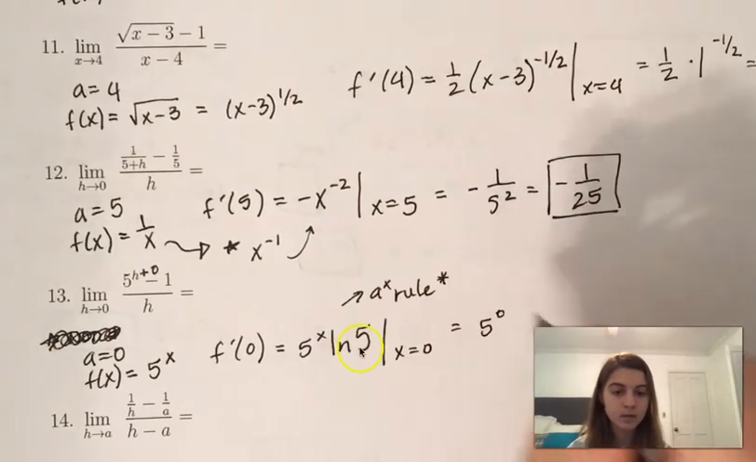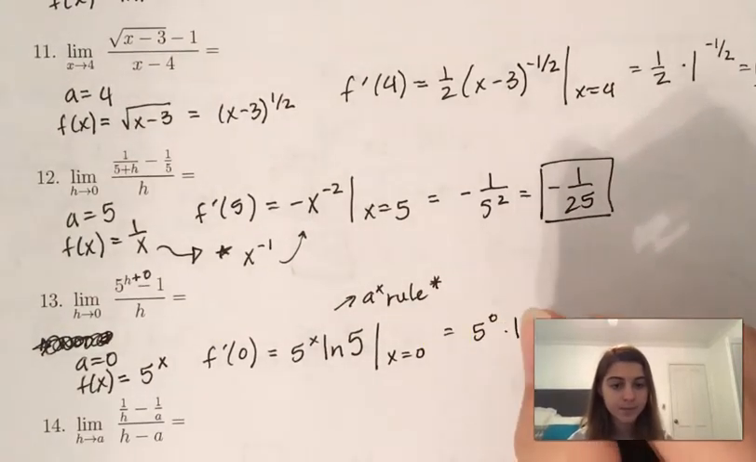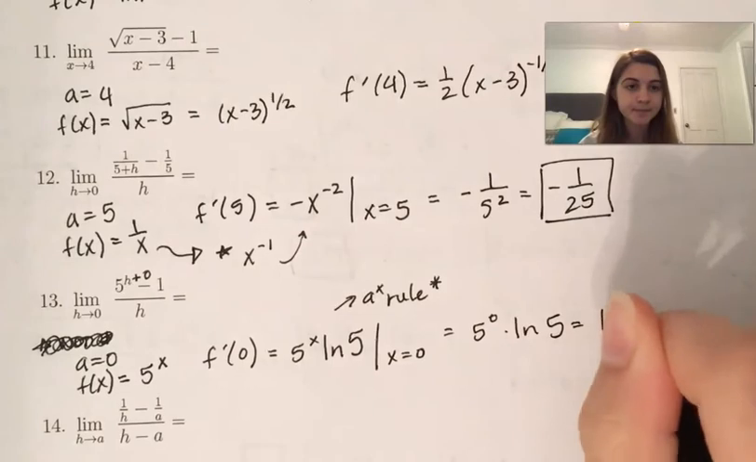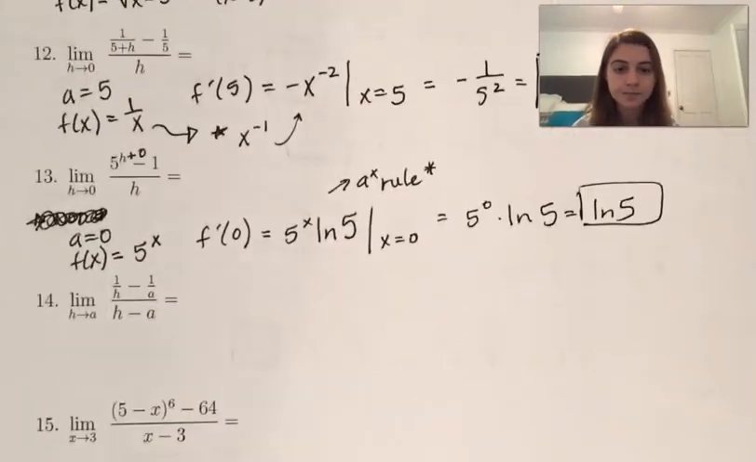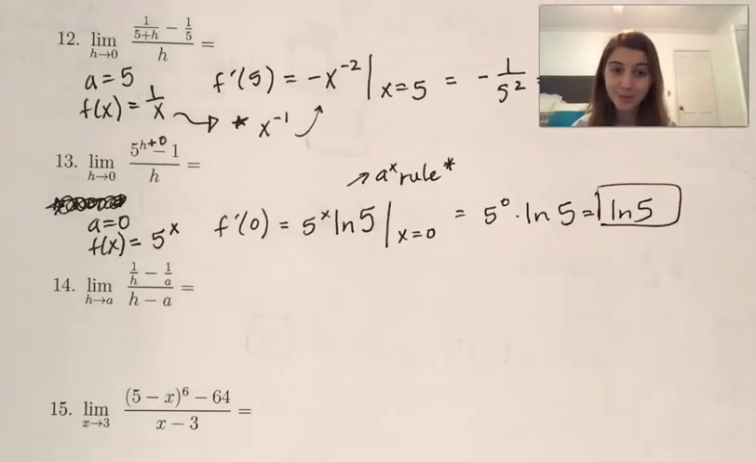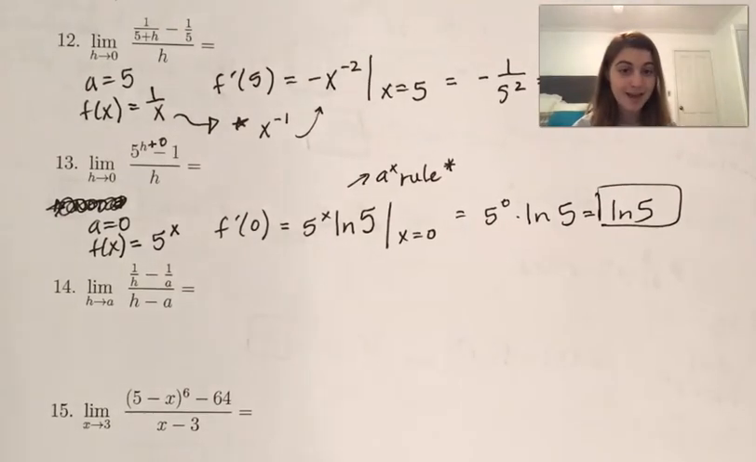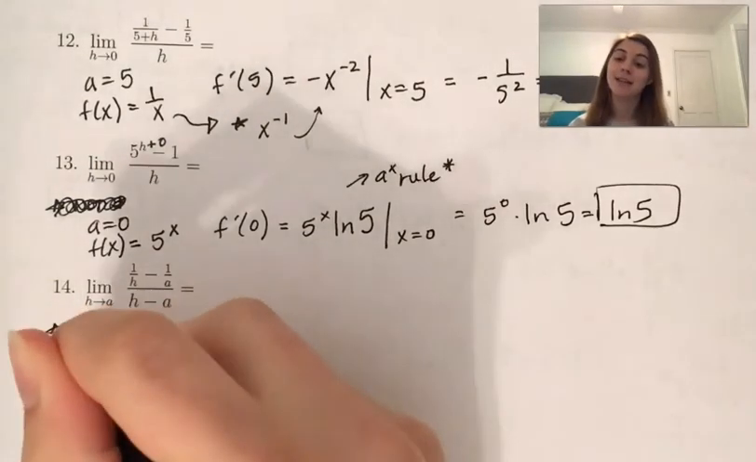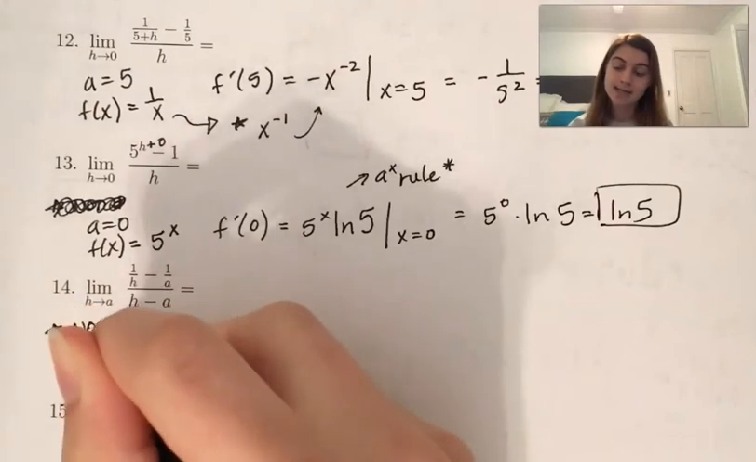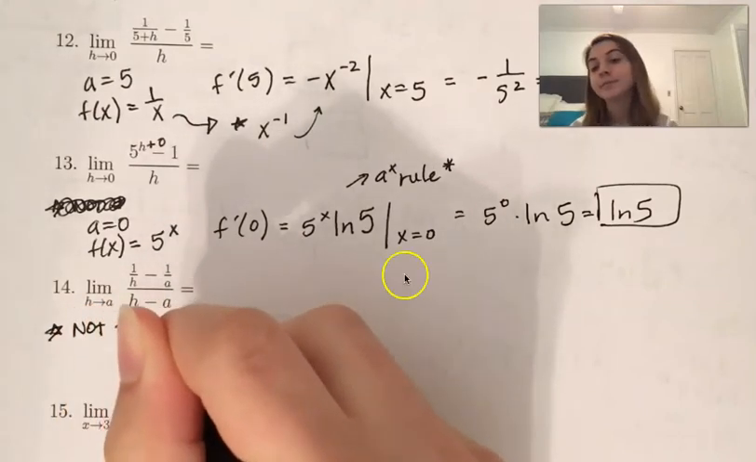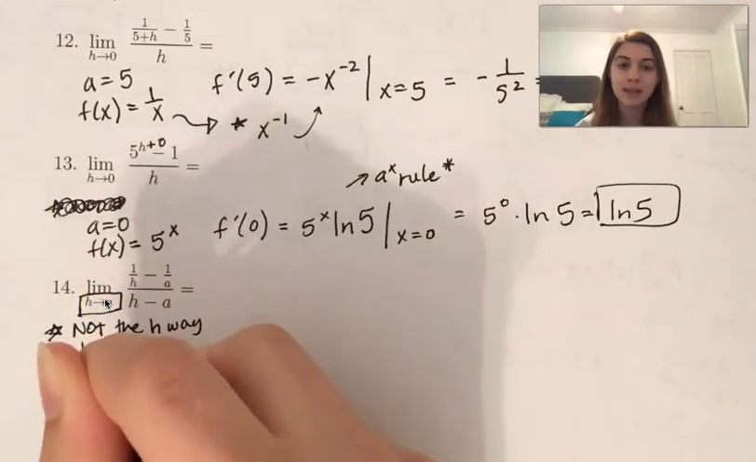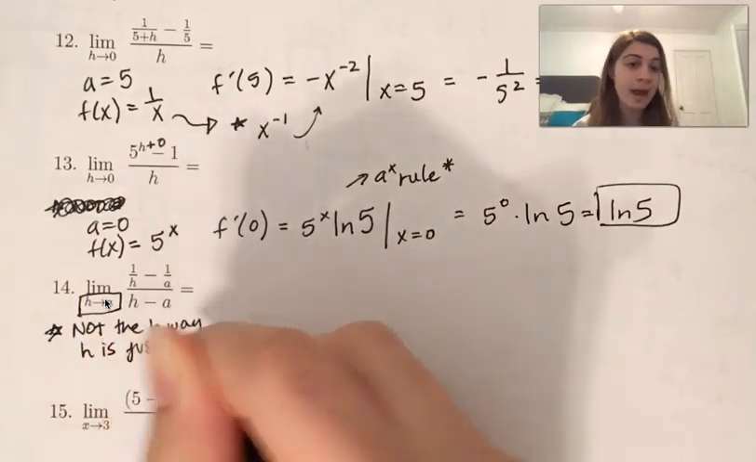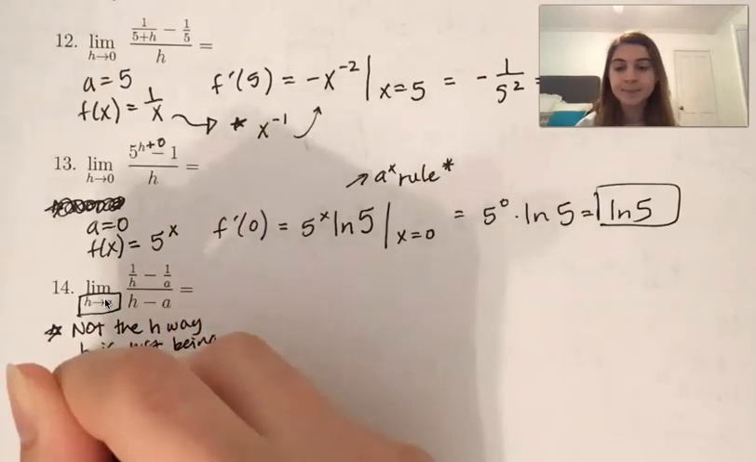I'm gonna have to move again. There's just not a good place for my face. This one is the one that's not actually the h way, even though it has an h. I know, it's weird. It's a trick question. It's h to a. So if it's the h way, it's gonna be h to 0. It's part of how the h way works.